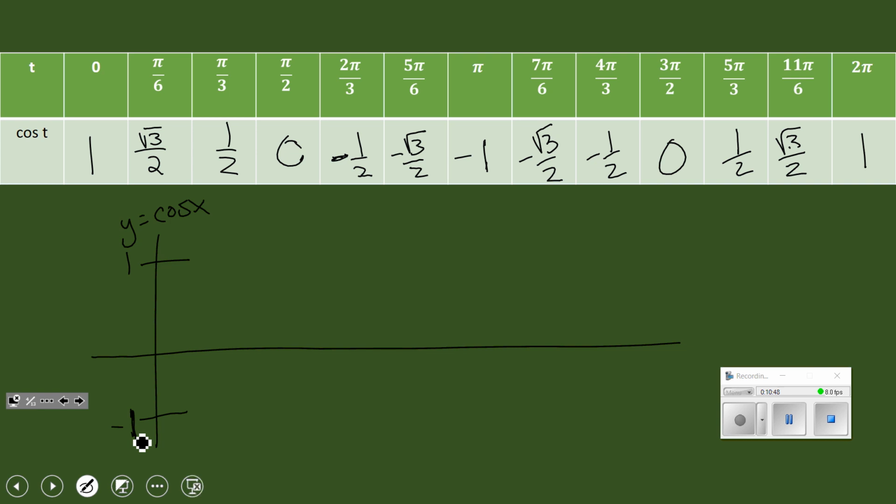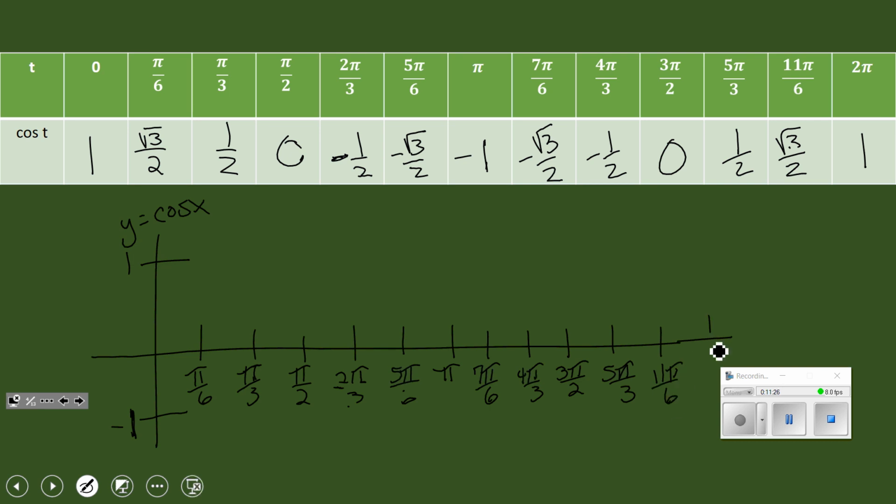So if I graph this, it will be pi over 6, pi over 3, pi over 2, 2 pi over 3, 5 pi over 6, pi, 7 pi over 6, 4 pi over 3, 3 pi over 2, 5 pi over 3, 11 pi over 6, and then finally 2 pi.